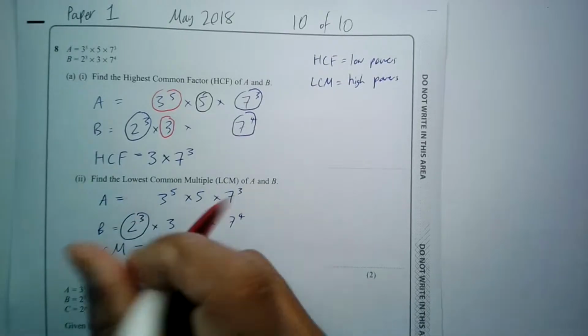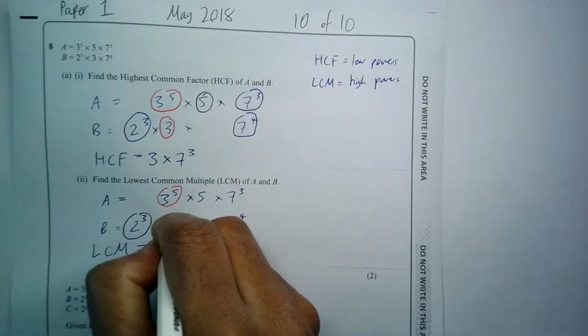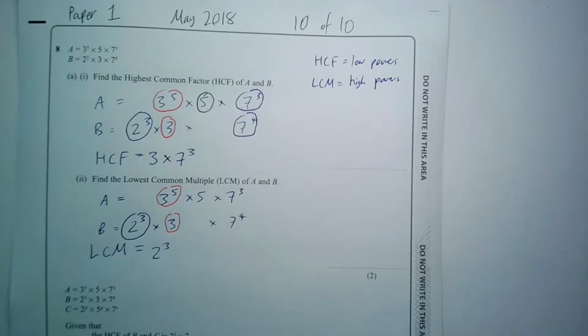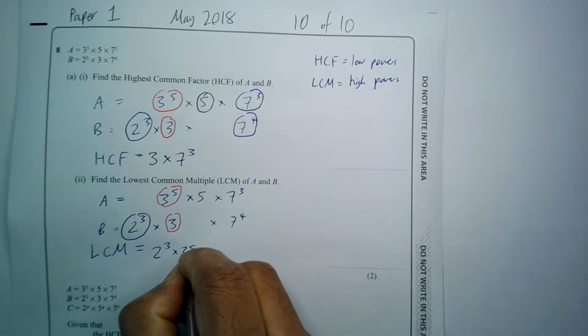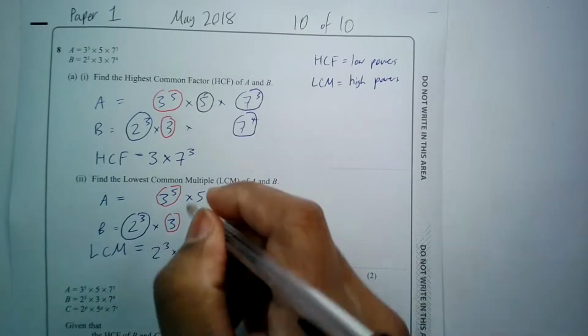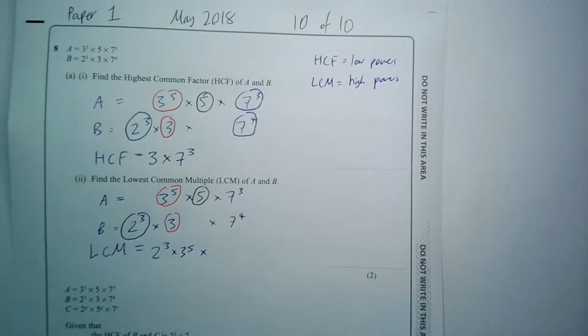I'm going to look at my next one. It's going to be 3 to the power 5 and 3. Which one has the larger power? It's 3 to the power 5. Then I've got 5 here, so I'm going to choose that as well.